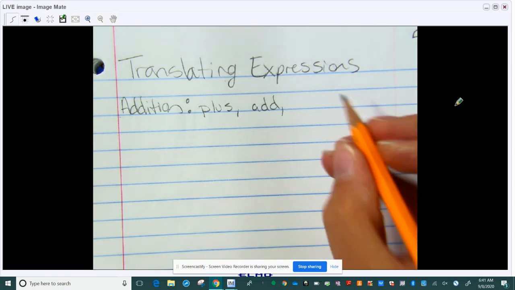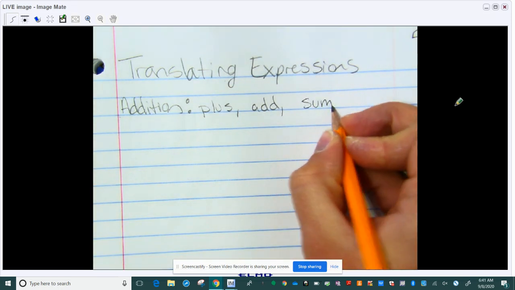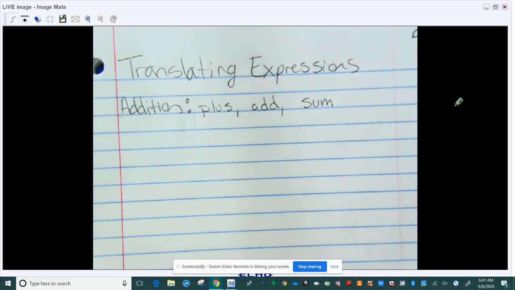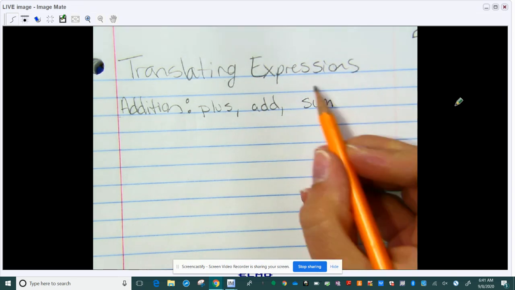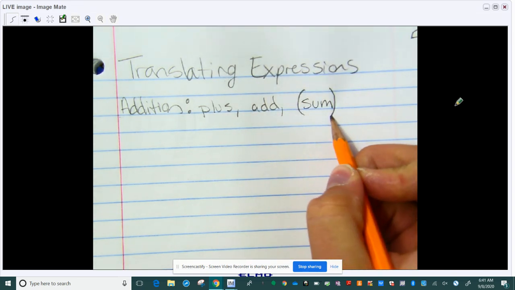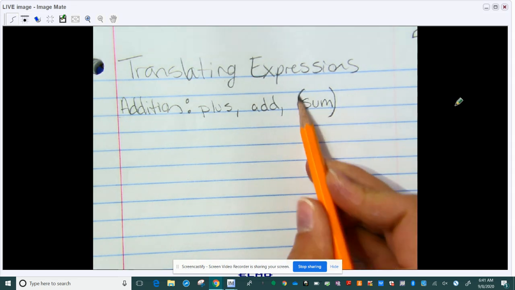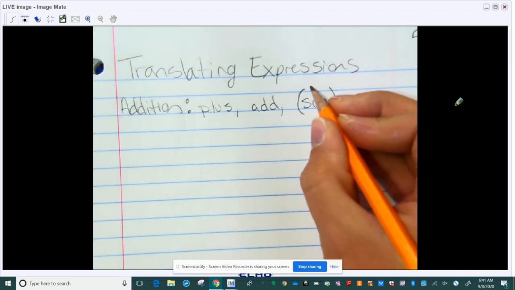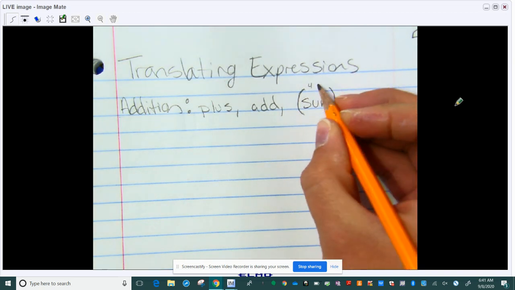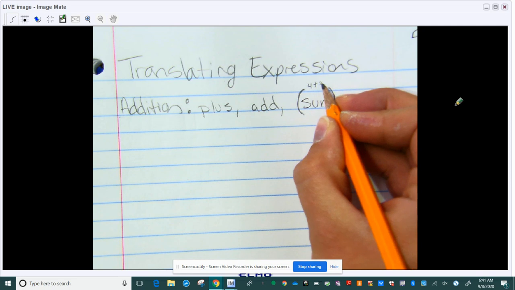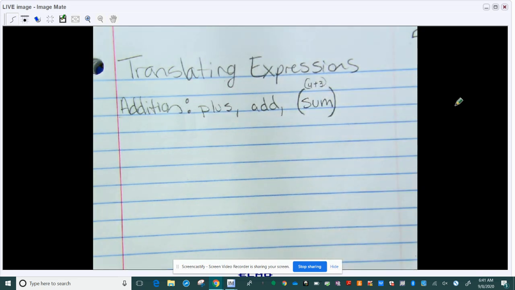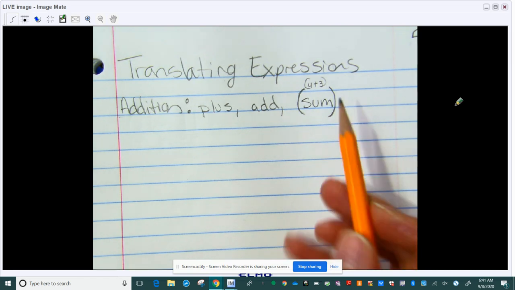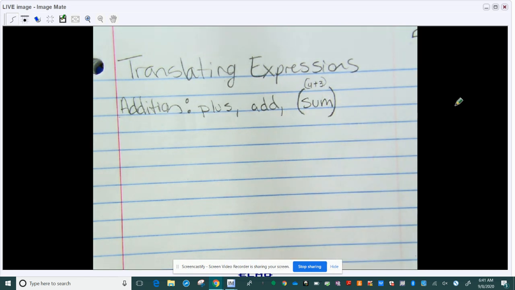If we want to look at the word sum, spelled S-U-M, that's technically the answer to an addition problem. When you see that, you need to find the answer of that first. So if it goes out of order of operations, you're going to need to put parentheses around it. So if it has sum, you're going to put like the sum of 4 and 3, 4 plus 3, and then parentheses around it. You'd want to find the answer to that first before doing anything else. And according to order of operations, addition is last, so you may have to put parentheses around it.